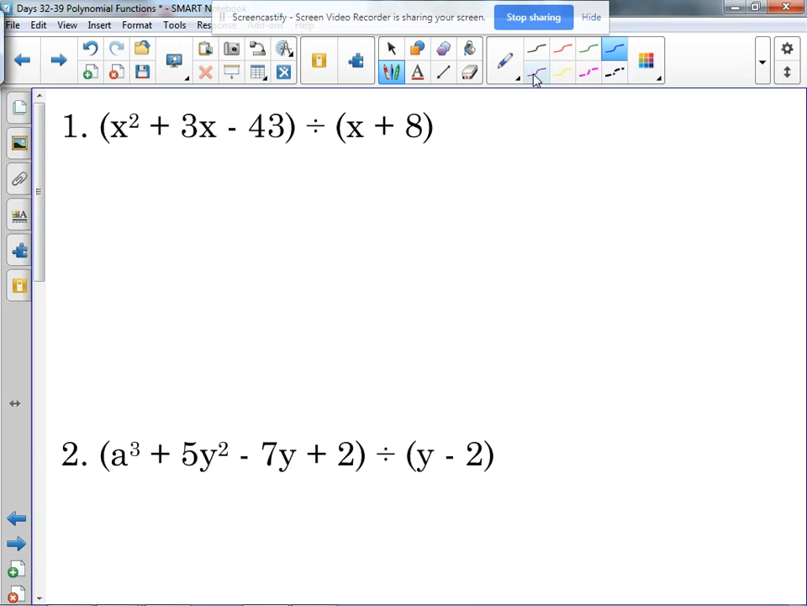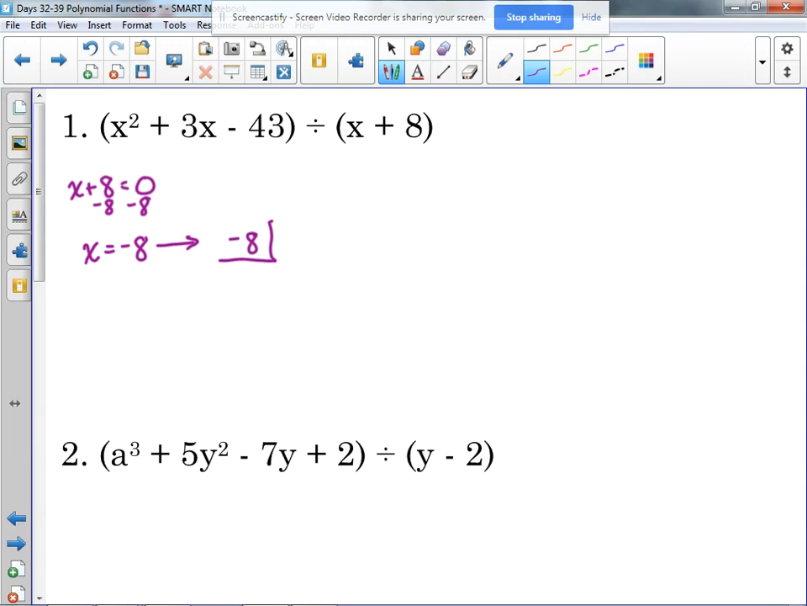So let's do top left corner. We're going to do that problem. We take what we're dividing by, set it equal to 0. So x plus 8 is equal to 0. Solve for the variable. Subtract 8 from both sides. So we get x equals -8. And -8 goes on the shelf.